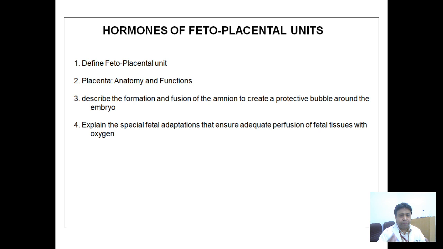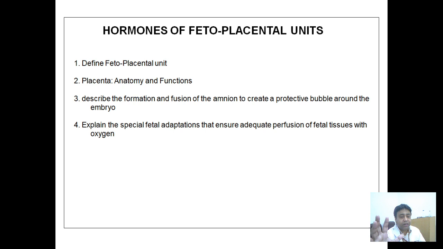Okay, so we have another half an hour to go, and let's start with a little shift in gear from the aldosterone systems to the hormones of the fetoplacental unit. As a student, you are supposed to know and define what you mean by fetoplacental unit, what the placenta is, how the placenta is formed, what the functions of the placenta are, how it is important for embryo development and survival, and what hormones are produced by the placenta. So that is the learning need for this particular class.